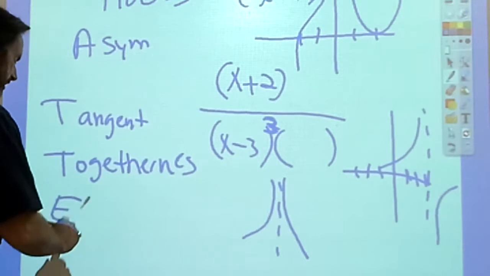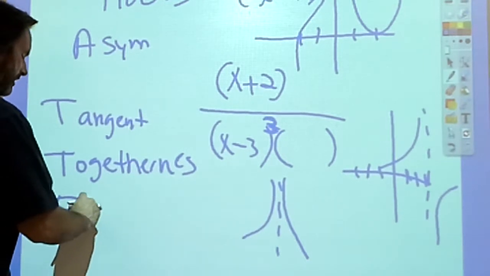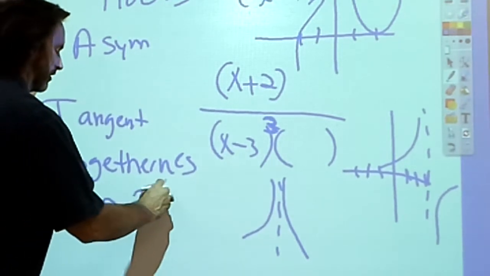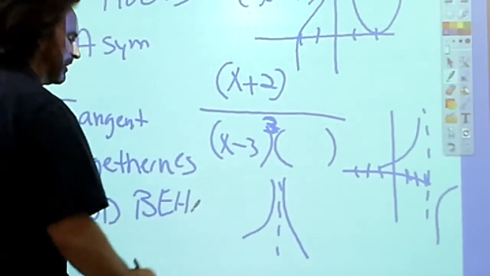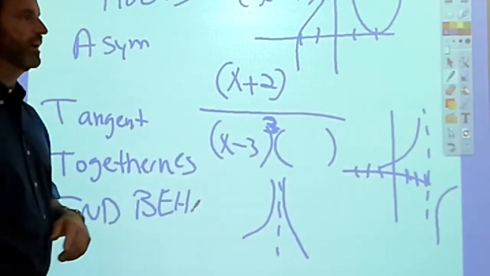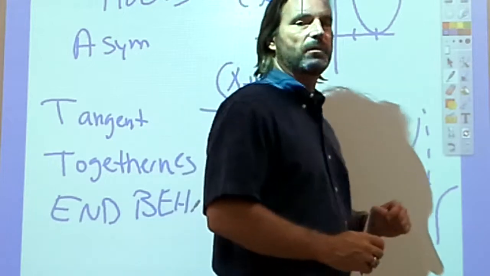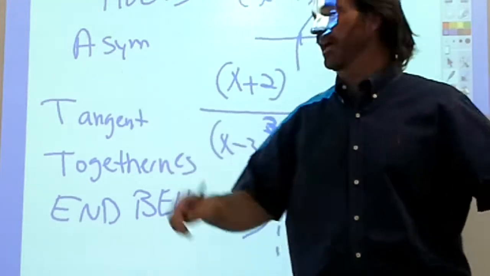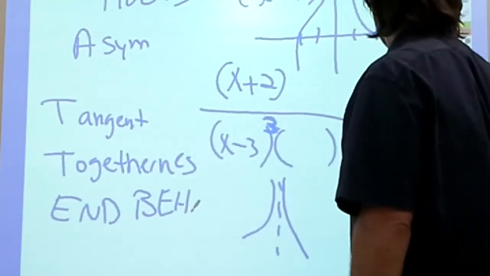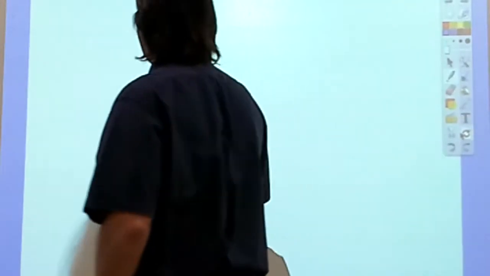E is end behavior. End behavior, okay? That's basically what? End behavior is your horizontal asymptote, okay? All right, so sorry about that.